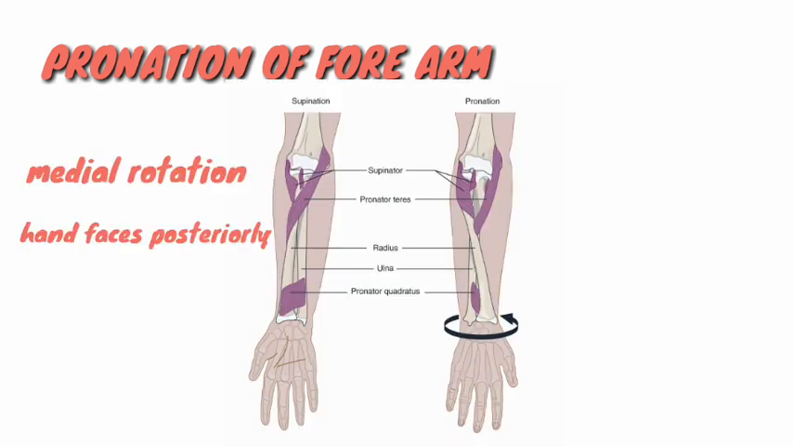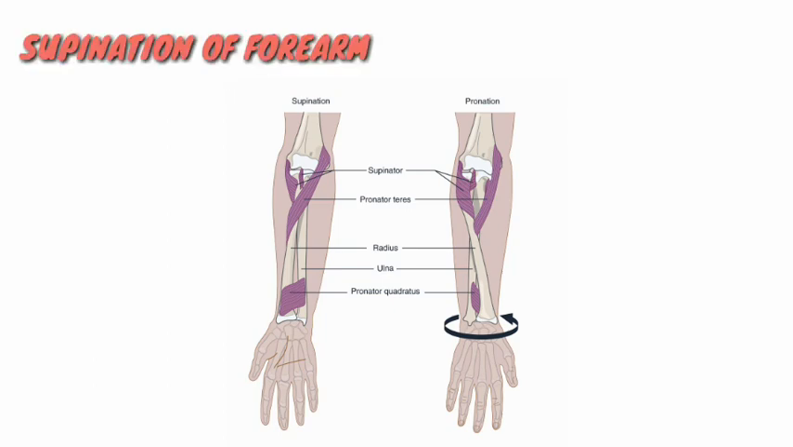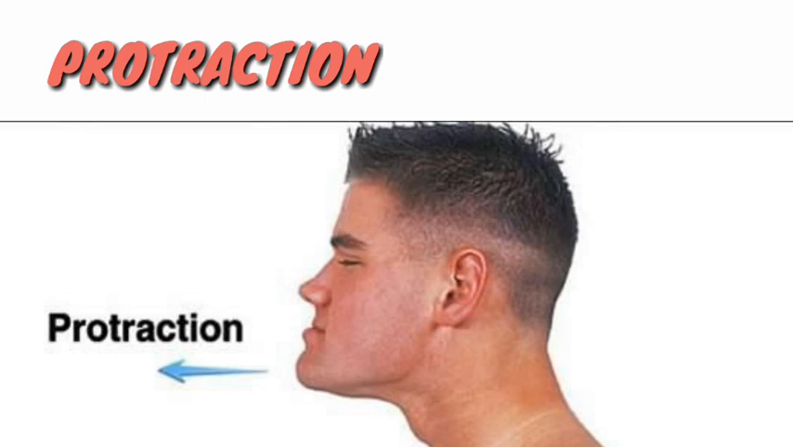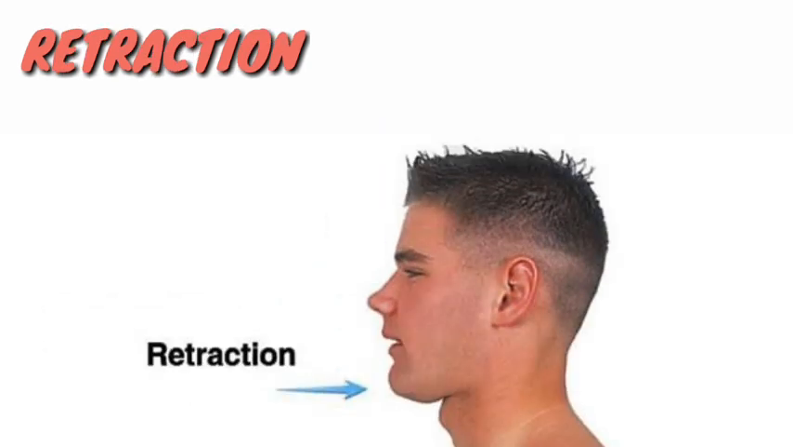Pronation of forearm. Medial rotation and hand faces posteriorly. Supination of forearm. Lateral rotation, hand faces anteriorly. Circumduction is combination sequence of flexion, extension, adduction and abduction. Protraction, moving forward. Retraction, moving backward.